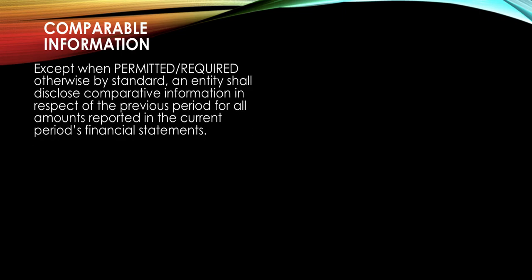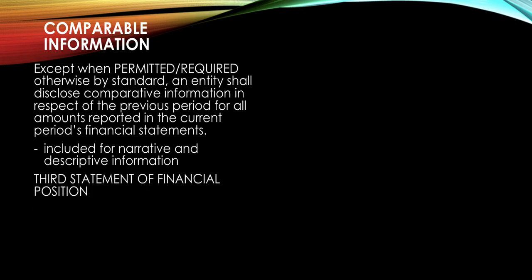So comparable information: except when permitted or required otherwise by a standard, an entity shall disclose comparative information with respect to the previous period for all amounts reported in the current period's financial statements. So our financial statements are really comparative. You present the current year and last year. Also, comparative information includes narrative or descriptive information.